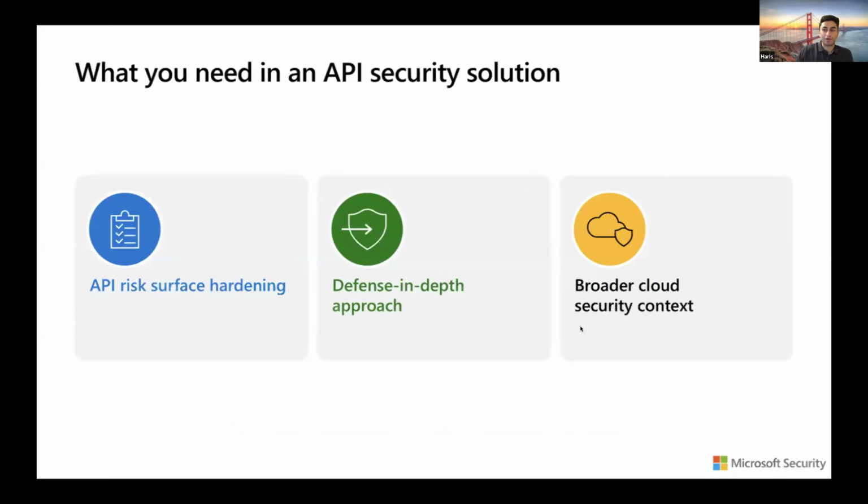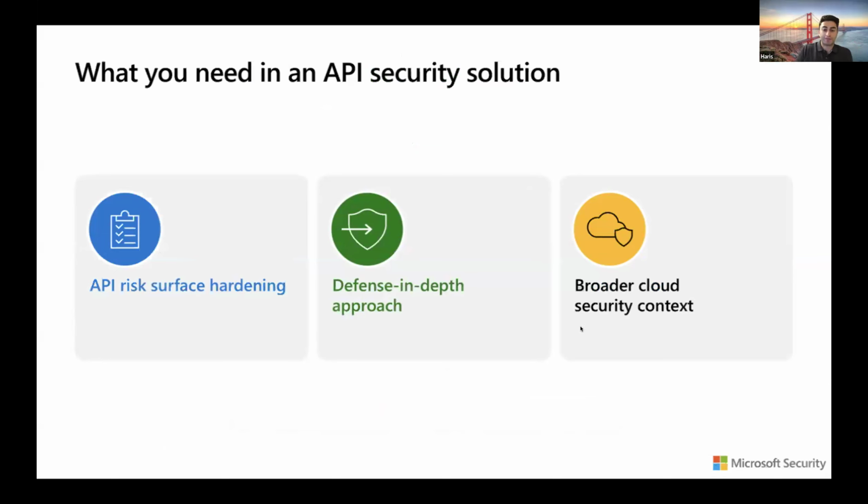So the next part I'll be walking through is what you should really be thinking about when you're building your first ever API security strategy within your organization. So we've distilled this into 3 different pillars here. The first of which is API risk surface hardening. So this will include needing API security specific insights and hardening that go full lifecycle, from early stages of development all the way to runtime and production.